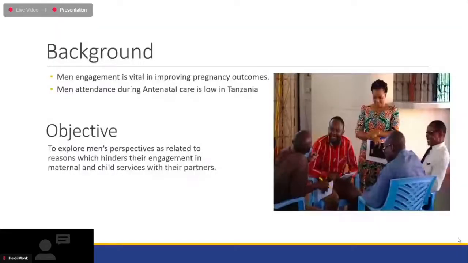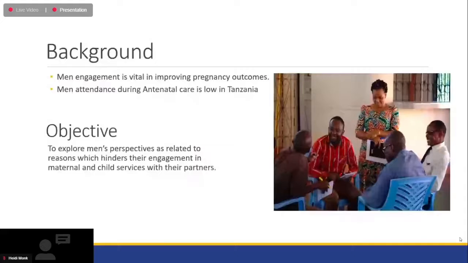So I would like to take you through the main perspectives towards improving reproductive and child health in Tanzania. As you all understand, most interventions over the decades have focused on women. But recently it has been shown that involving men is important because in most low and middle income countries, men are the decision makers and breadwinners. Despite a number of interventions to involve men, male involvement in maternal and child health care in Tanzania has still been low.